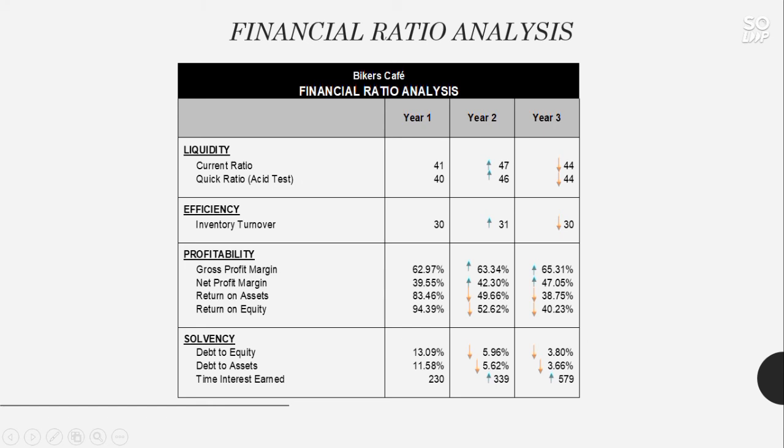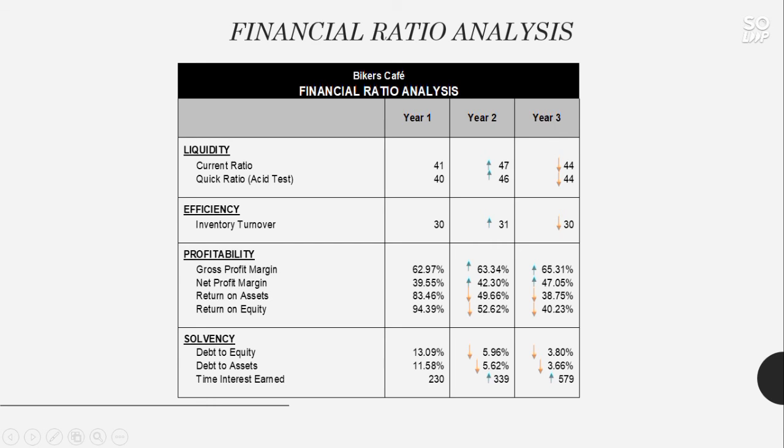For solvency, the debt to equity, our percentage is at 13.09% at year 1. It is going to decrease to 5.96% at year 2, and it is going to decrease to 3.80% at year 3.